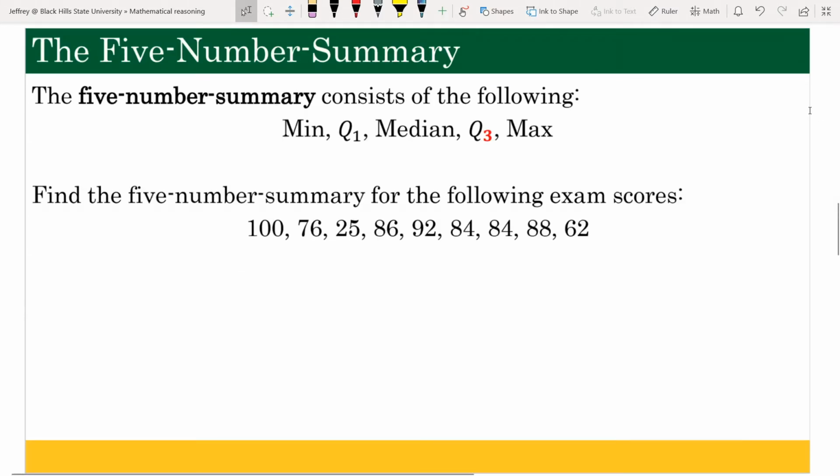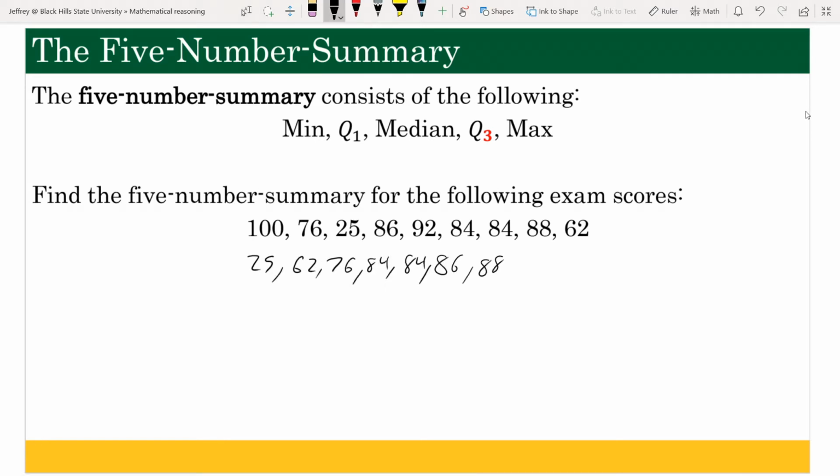Let's find the 5-number summary for the following exam scores. To do this, I'm going to rearrange this again from smallest to largest. Last time we already looked at the median, and we found that 84 was the middlemost number. Notice that it has 4 numbers on the left and 4 numbers on the right. To find the first and third quartiles, we ignore the median, and we look at the median of the bottom half and the median of the top half.